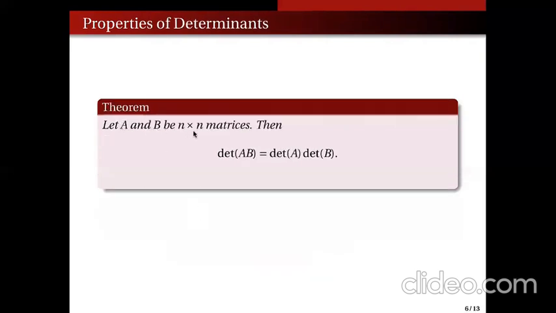Now, combining these two results, we will obtain the following. Let A and B be n by n matrices. Then the determinant of the product AB is equal to the determinant of A times the determinant of B. We don't have a general statement regarding determinants of sums of matrices, but for the determinant of a product of matrices, we have determinant of AB equals determinant of A times determinant of B.